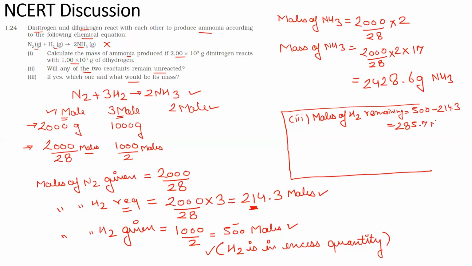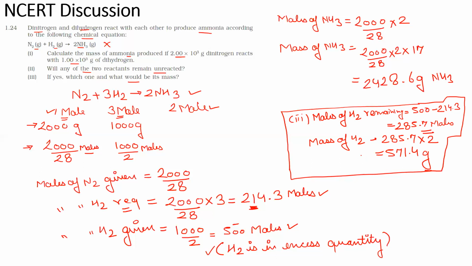So this is equal to 285.7 moles. Okay, guys. So the mass of H2 that remains unreacted is 285.7 into 2, as the molar mass of H2 is 2. So this mass will be equal to 571.4 grams. So this is the mass of H2 that will remain unreacted.